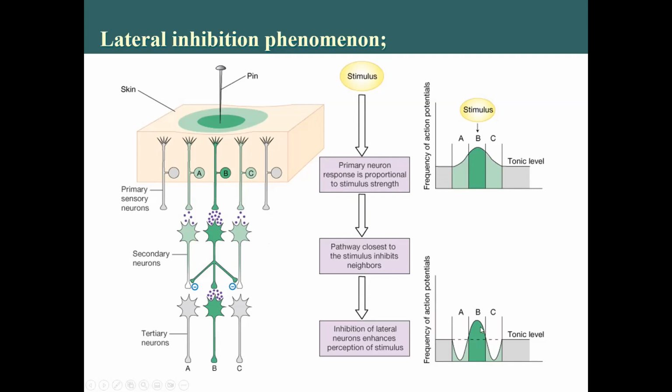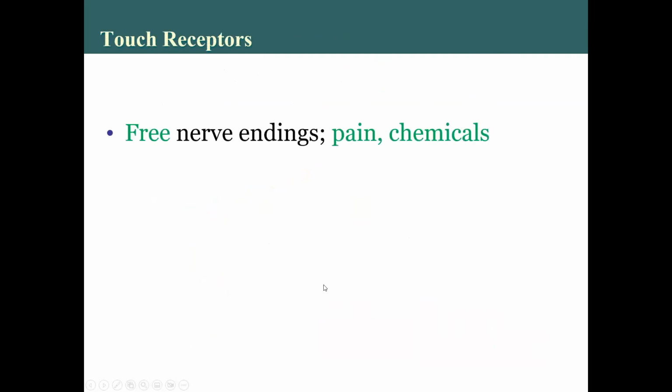B was told to enhance its signal. And so what we feel is different than what it is. We feel that the pin is touching us just here and that none of the rest of our skin is being deflected. So what that does is increase our sensitivity and sharpness of sensation. It's called the lateral inhibition phenomenon. There you go. All right, more about touch.